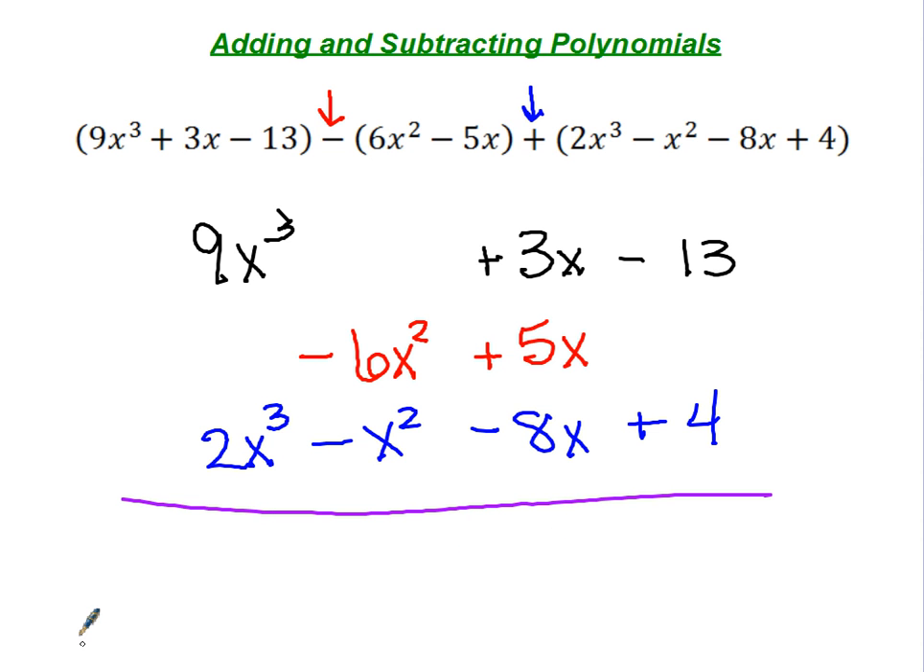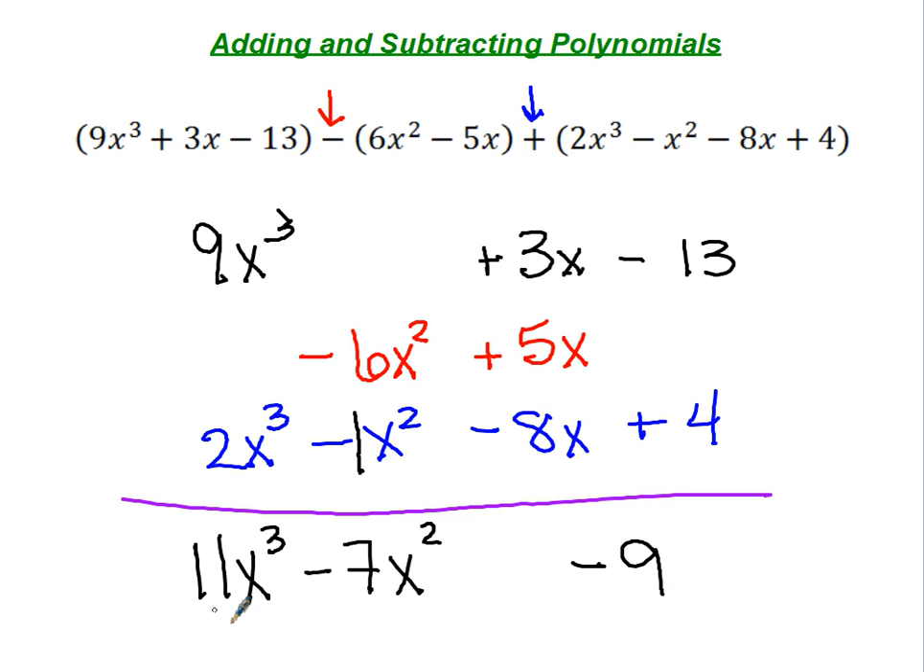Now just add or subtract like a regular addition or subtraction problem. It's positive 9x cubed and positive 2x cubed, so that's 11x cubed. Negative 6x squared, and this has a coefficient of 1. If it's not written, it's a 1. So negative 6 minus 1 is negative 7x squared. And then I have positive 3, positive 5, so that makes 8. But then subtract 8 gets me nothing, so I'm not going to write anything down there. And then I have negative 13 plus 4. Okay, so that is going to be a negative 9.